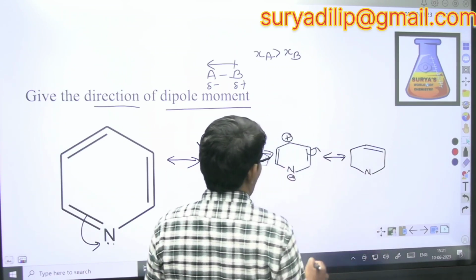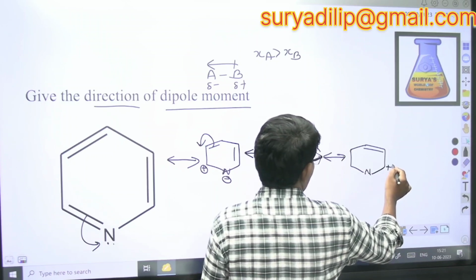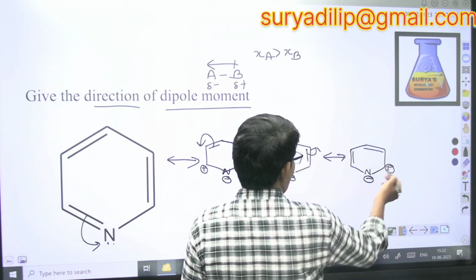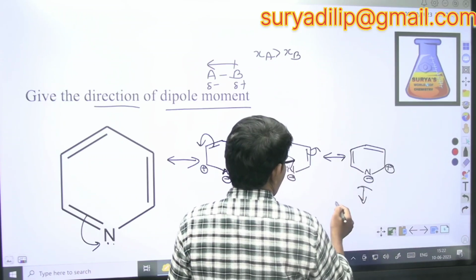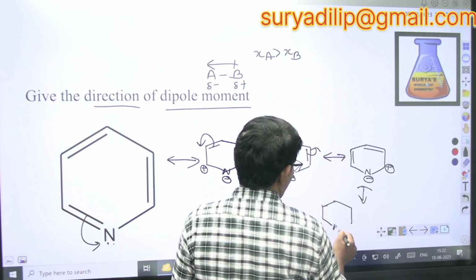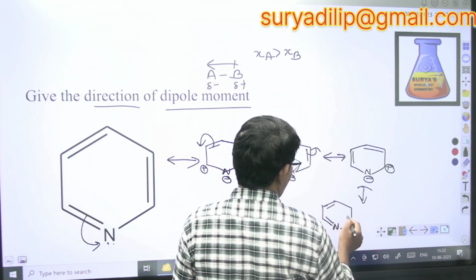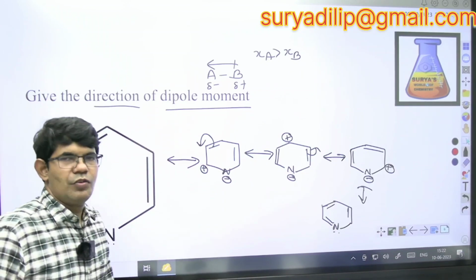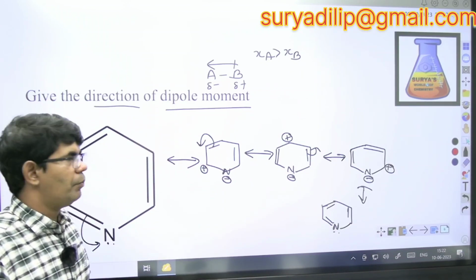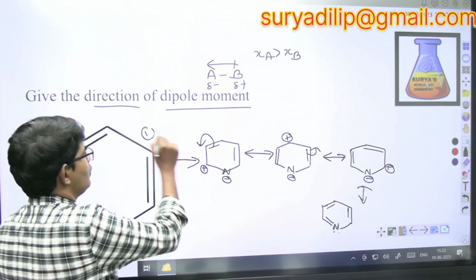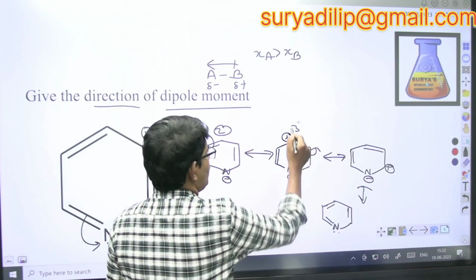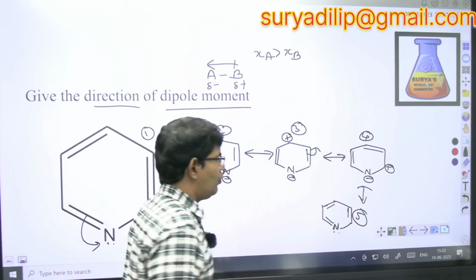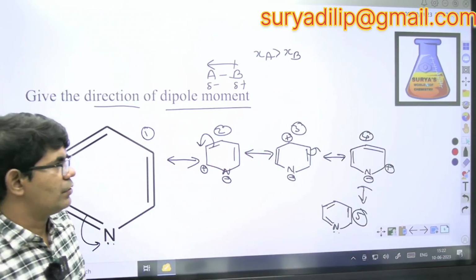So here there is a pi bond again. So here you will have a positive charge, and here you have a negative charge. So this positive and negative will give you another pi bond. So in total, how many resonating structures do you have for pyridine? This is 1, this is 2, this is 3, this is 4, and this is 5. So in total, you have 5 resonating structures.